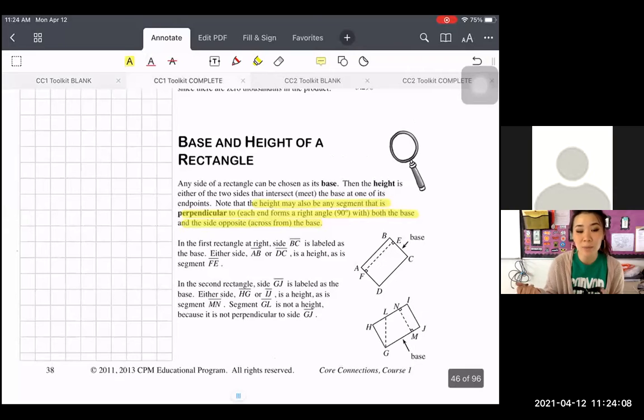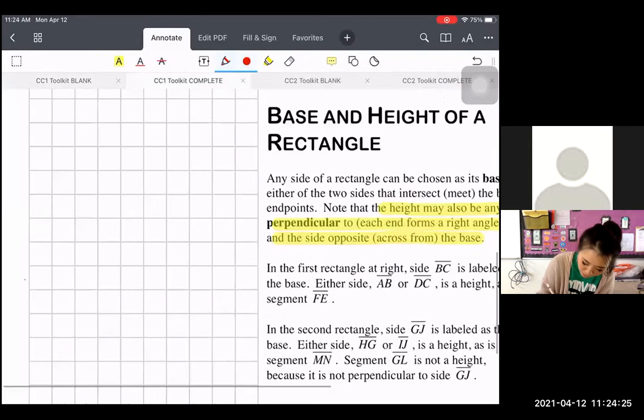Okay, this is what I would have highlighted for this section. The height may also be any segment that is perpendicular to, and at each end forms a right angle with, both the base and the side opposite from the base. Okay, that's a lot, right? So we're gonna go ahead and write in our notes, right?